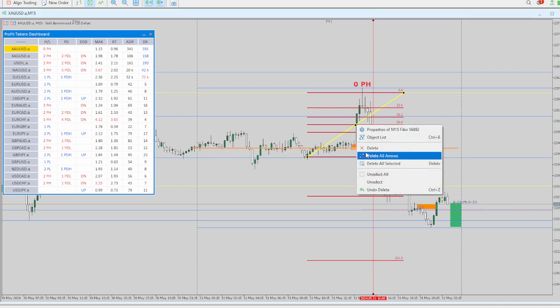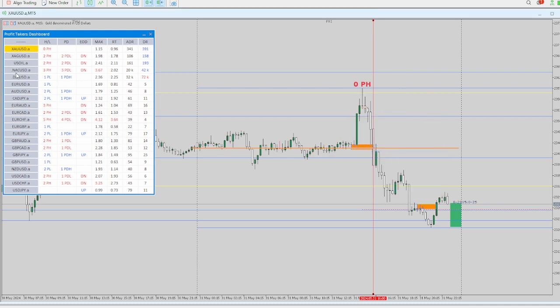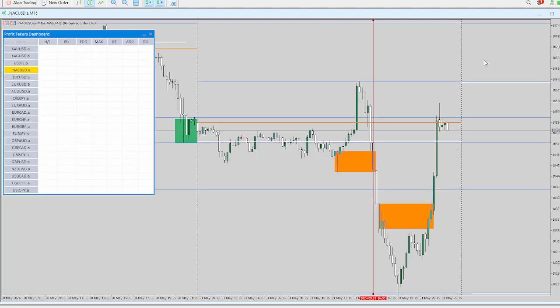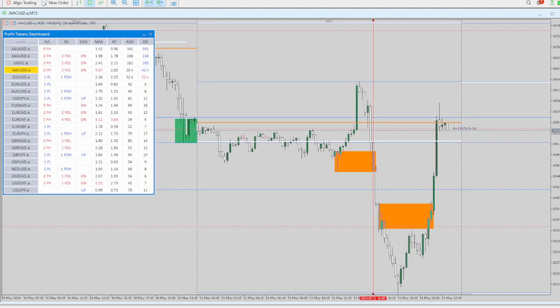Okay. All right. So we can do the same thing with NASDAQ. Like I said, it was very, very similar price action. So we had that high.